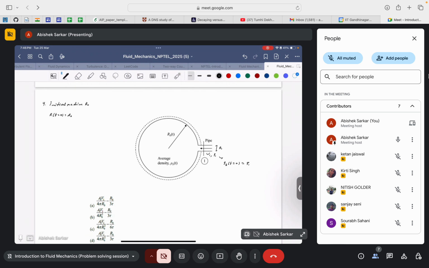Okay, so now it is given that the density of the air inside the balloon is a function of time, which is given by rho b of t is equal to k times e to the power t by tau, where tau and k are constants.